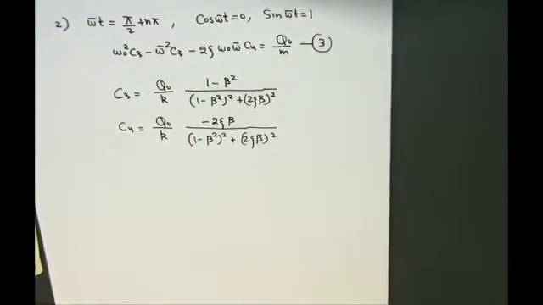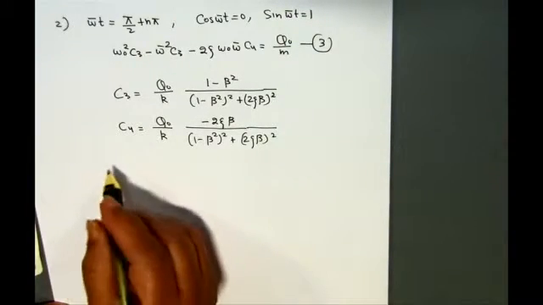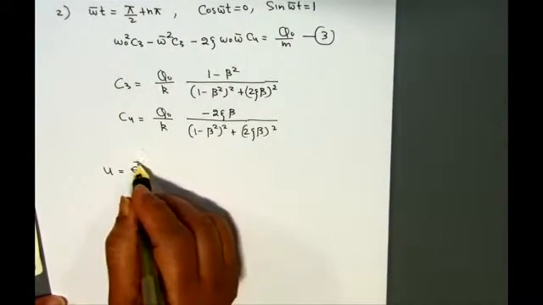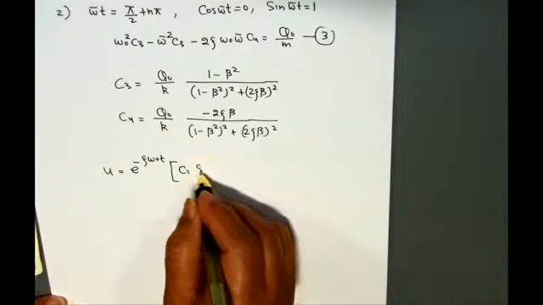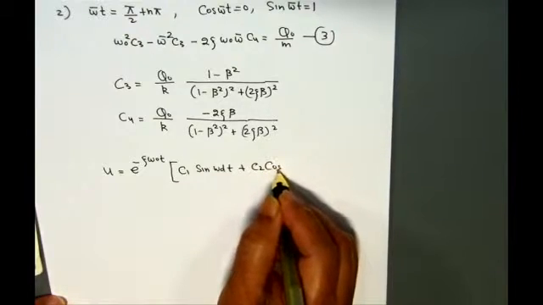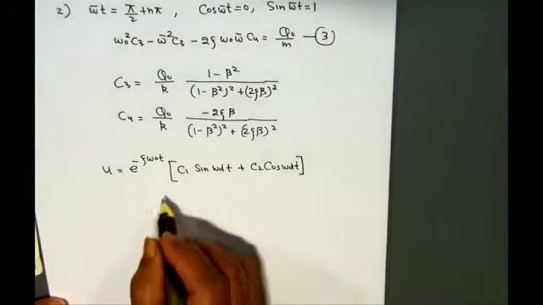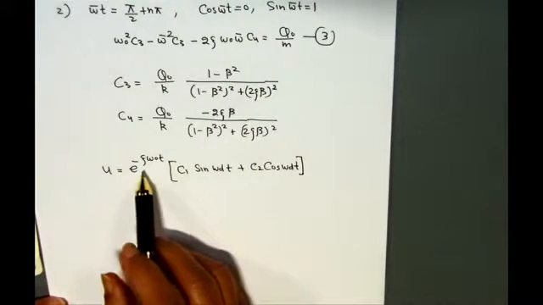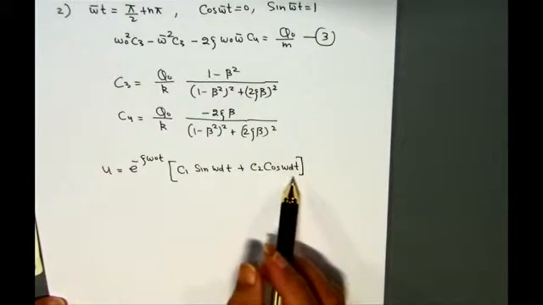Now, we can write the general equation. The general equation of motion for the forced 1 degree system would be u displacement equal to e to the power minus zeta omega 0 t times C1 sine omega d t plus C2 cosine omega d t. Okay. So, that is your complementary solution, and it gives displacements which decay with time, and eventually the contribution of this part becomes negligible.